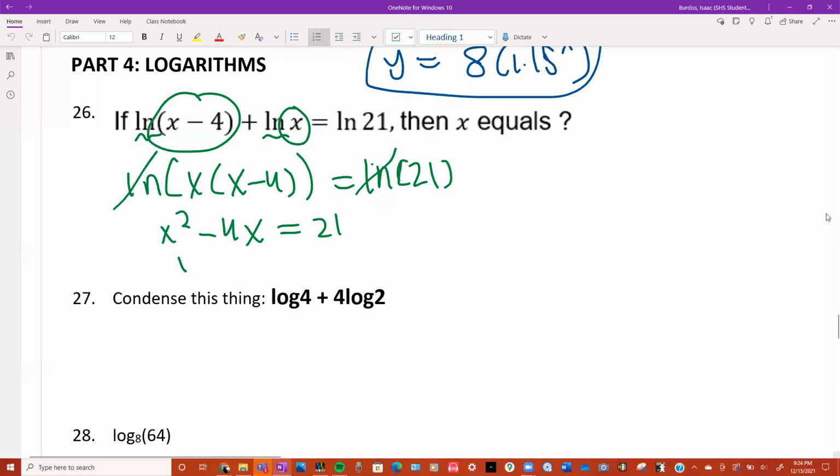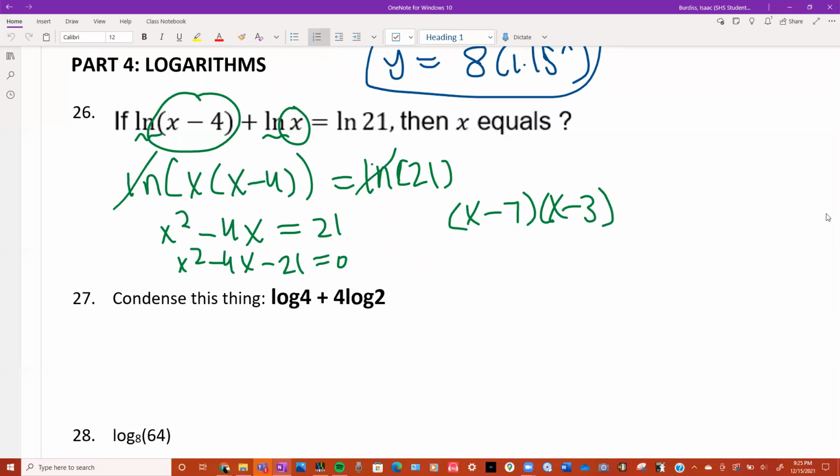Solving for x, we would factor, and that would give us x minus 7, x minus 3. That would actually be plus 3, sorry. And then our answers would be x equals -3 and 7. But it's actually only 7. Why? That's going back to domain. You can't have a negative logarithm argument.